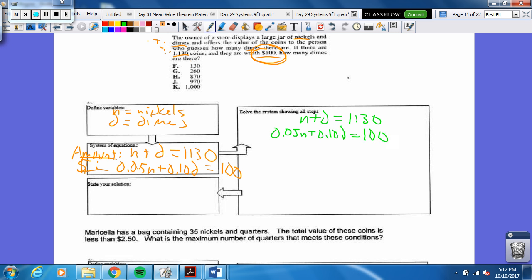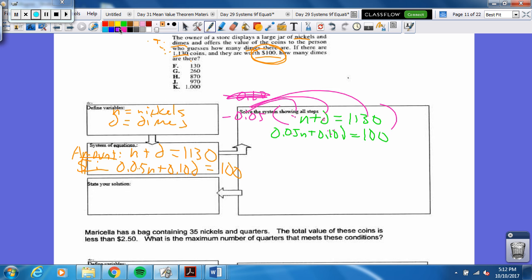All right, here we go. So I'm going to multiply this. I can multiply this by negative 0.05 to have a magic pair right here, or I can multiply it by negative 0.10 to have a magic pair right there. Doesn't matter. I'm going to multiply it by negative 0.05, negative 5 cents, because that's the first thing I wrote. Okay, so distribute, boom, boom, boom, boom, boom.